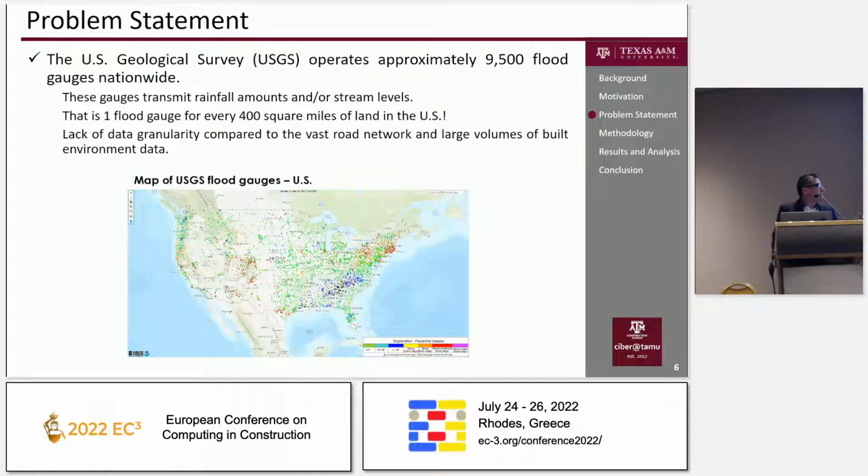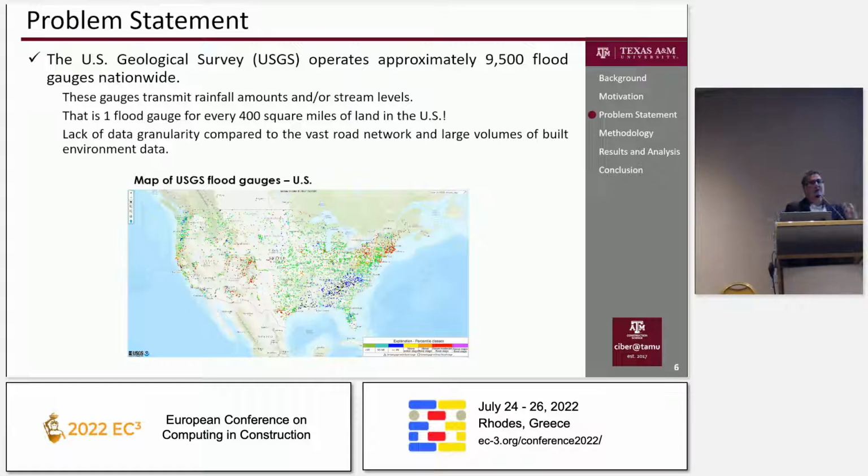So in the US, the most common way of documenting the flood depth is using flood gauges. There are less than 10,000 of them, roughly around 9,500 of these flood gauges across the country. These are operated by the US Geological Survey, or USGS. So obviously the distribution is not uniform. You see in some parts of the country towards the east, we have more of them. In the center, there are very few, and then on the west coast, we have some.